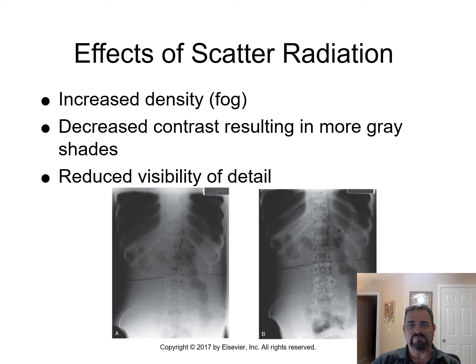Right, so the effects of scatter X-rays on images are increased density, which we call fog, and decreased contrast, resulting in more gray shades. It also reduces the visibility of detail, as noted here in both of these radiographs.